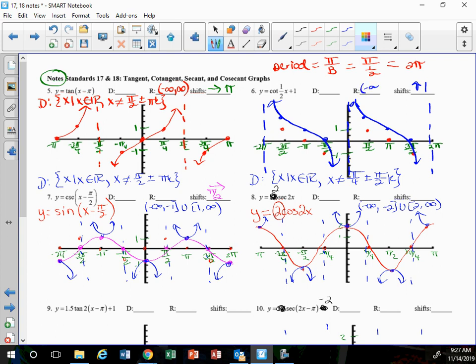Range we know. Find somewhere to write domain. I feel like I'm running out of spots. X such that X is an element of the reals. What can X not equal this time? 0 plus or minus 2 pi k. Okay, do you guys see when the period changes, that domain ends up changing?